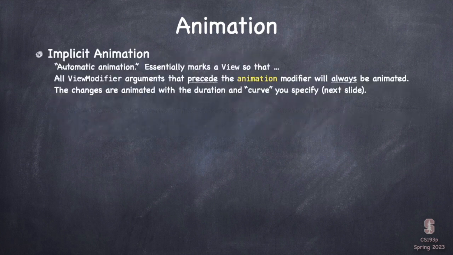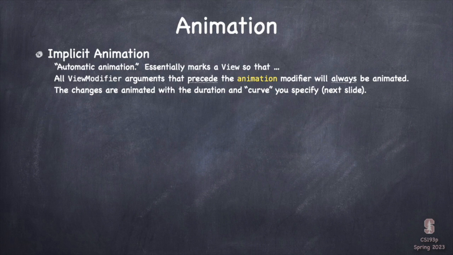All right, so let's talk about implicit animation here. This is what some people would call automatic animation. It's essentially a view modifier, right? It marks a view so that all the things happening to that view before the modifier is added, so all the opacities and aspect ratios and other view modifiers you put on that view, changes to those will get animated as long as the value is true in the dot animation, according to some animation curve. We'll talk about what this animation curve is.